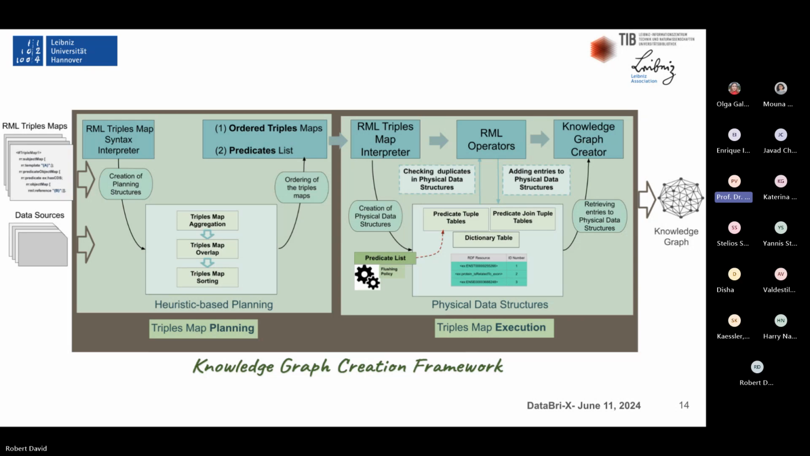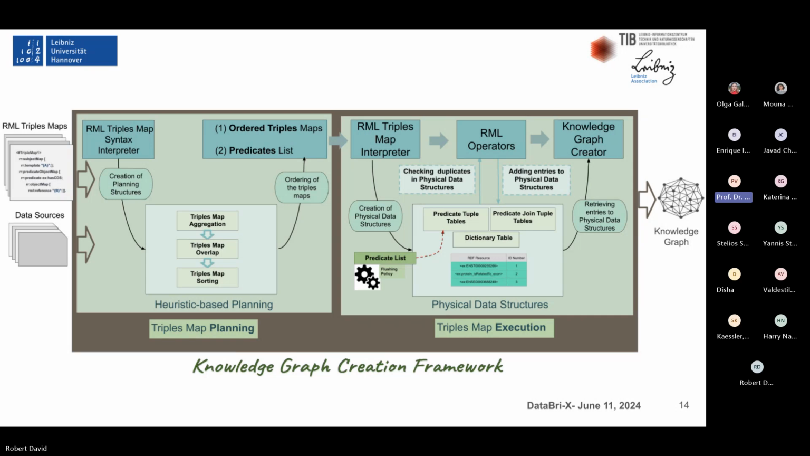On the other hand, as we will see here, when we are thinking in terms of the physical execution of these plans of mappings, what we have first are physical structures, and the physical structures are the ones that guarantee that the amount of memory required to execute these triple maps is minimized. And these physical structures are also devised in a way that the execution time is reduced. So we are aiming at the minimization of two problems: one is memory consumption, and the other is execution time.